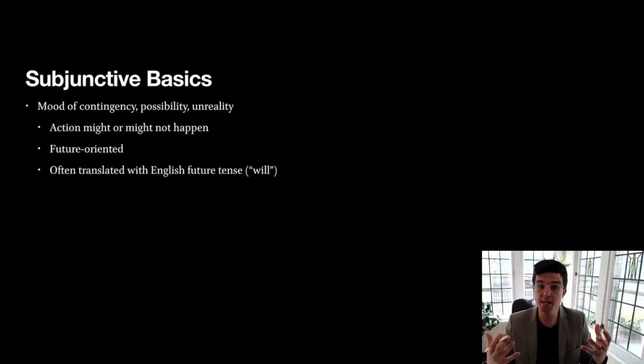The subjunctive mood is a mood of contingency, possibility, or unreality. The action may or may not happen in the future. It's not certain that it will happen. And in this way, the subjunctive mood is a future-oriented mood. And in English, we normally translate the subjunctive mood from Koine Greek with our English future tense. So this is one of the most common ways you're going to be translating the subjunctive: with the English future verb will.